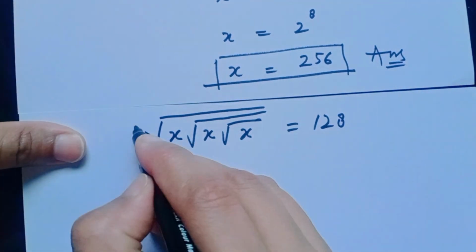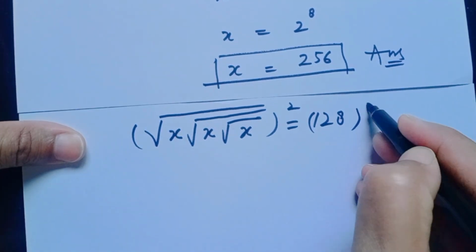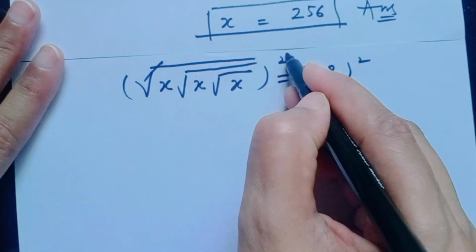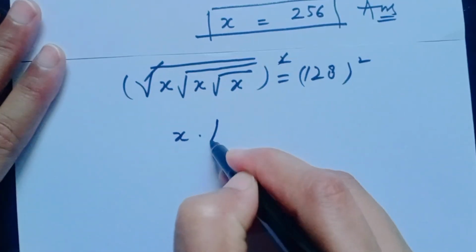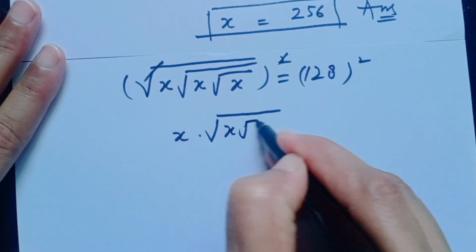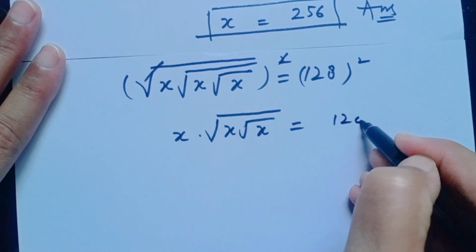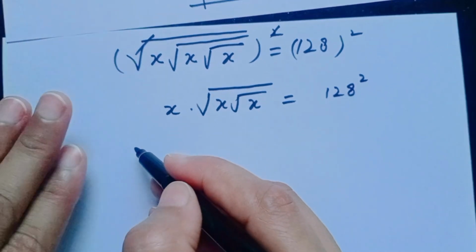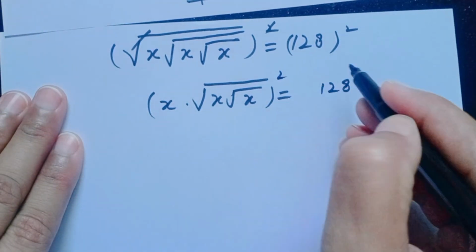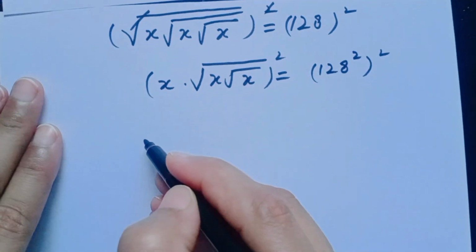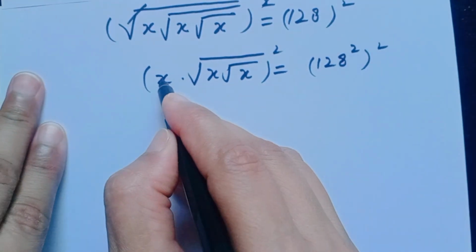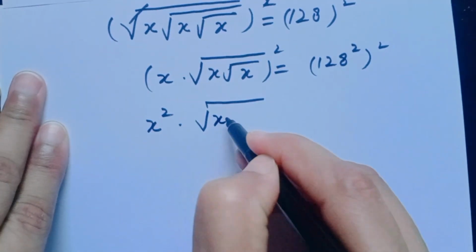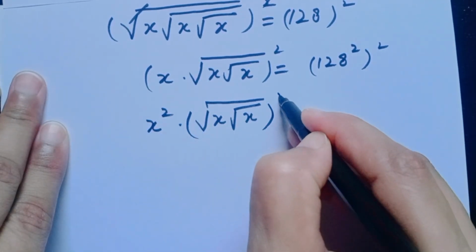So to remove this first square root, we will take square on both sides. So this square root will go with the square. The first square root will go with the square, and we will be left with x times square root x and square root x is equal to 128 power 2. So in the next step, we will again take square of both sides. So here we will take square of x and square of this thing. So x square times square root x and square root x power 2 is equal to 128, 2 times 2 is 4.